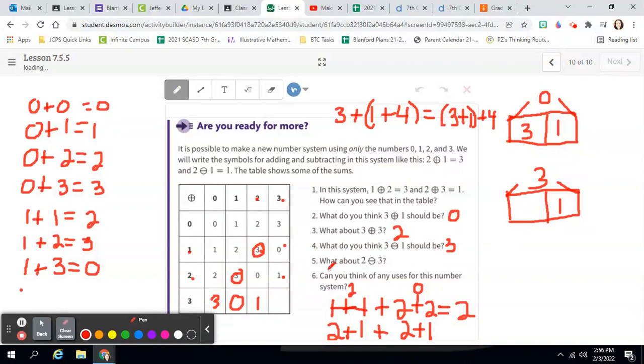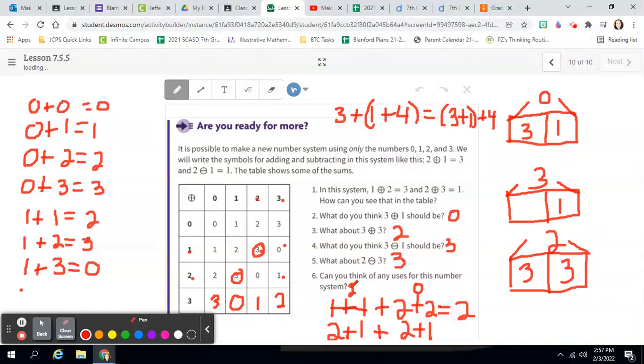Okay, so then what about 2 minus 3? Again, if I was doing a tape diagram, it's going to look something like this: 2. So what am I adding to 3 to get to 2? What do I add to 3 to get to 2? Well, 3.